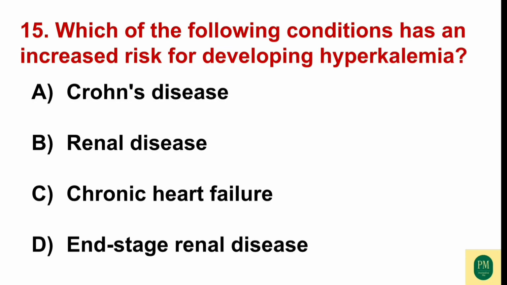Which of the following conditions has an increased risk for developing hyperkalemia? Option A Crohn's disease, option B renal disease, option C chronic heart failure, option D end stage renal disease. The correct option is option D, end stage renal disease.